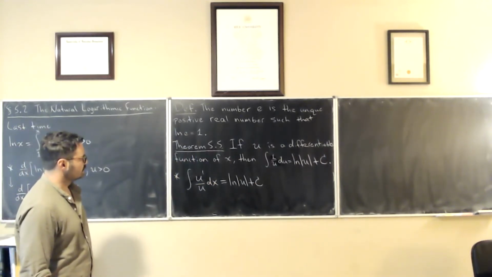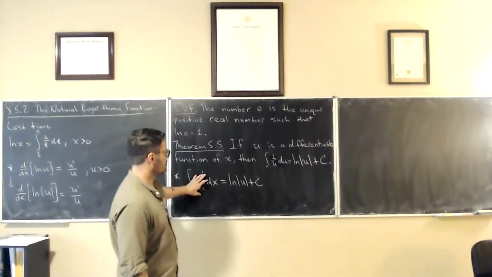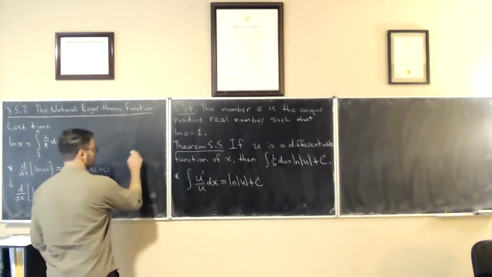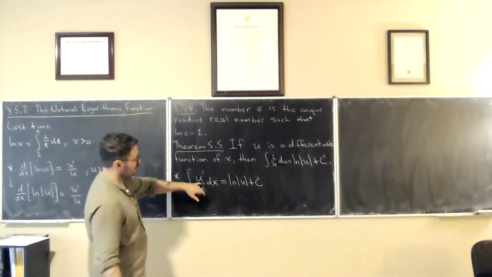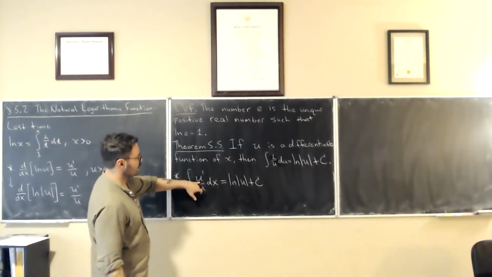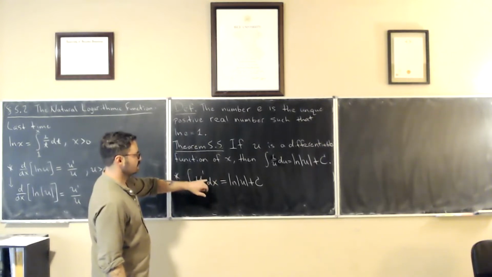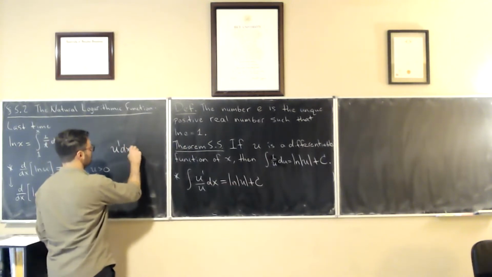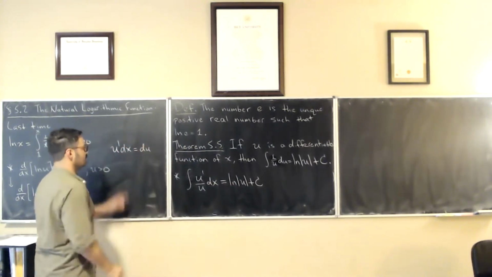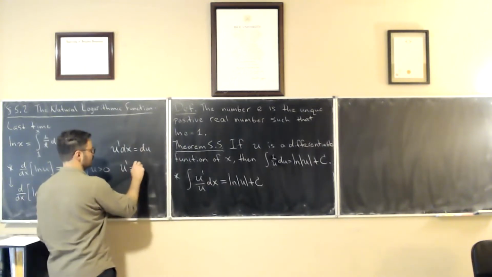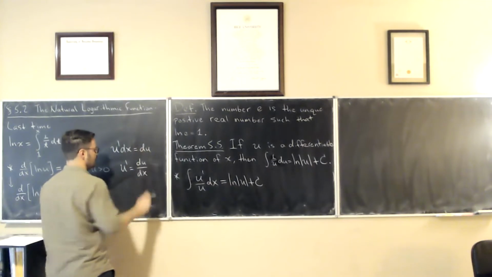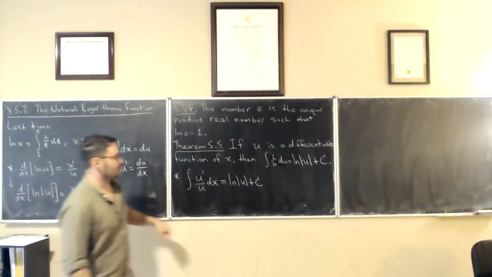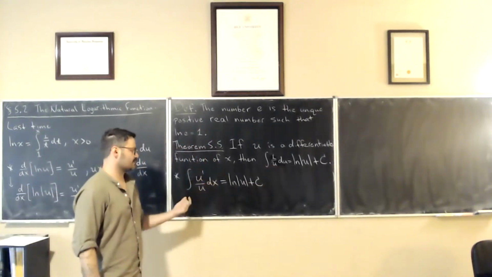Hopefully you can see why these are equivalent. Here u is a differentiable function of x. So if we take the derivative with respect to x, we get u prime dx equals du. That's all that's happening here. You'll recognize that u prime is du dx. So if we write it like this, then we can replace that du with u prime dx, and you see that they're equivalent.